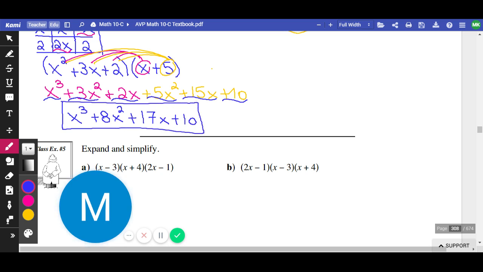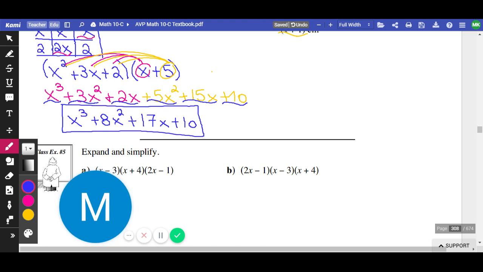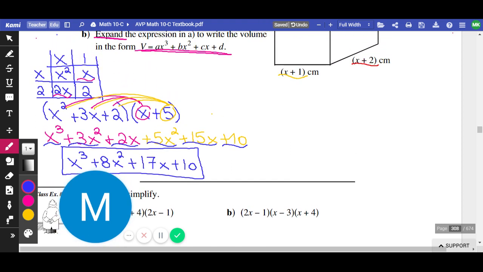If you look at the question, it told you that when you're done, you should have this form. Some number times x to the power 3 plus some number times x squared plus some number times x plus a number. That's exactly what I got. I have an x cubed, I have an x squared, I have an x, and I have a constant. So my answer matches the form that they said it would be in. That's helped us just to kind of clarify and make sure we did it properly.